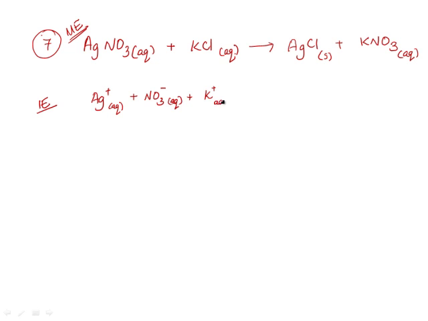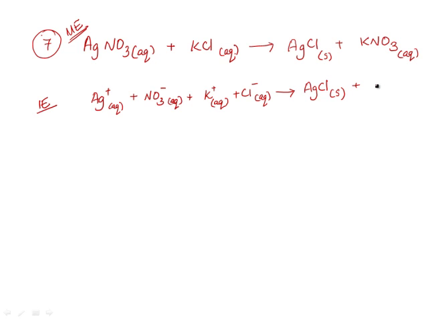K plus and Cl minus. So we have done the left side. On the right side, AgCl is a solid. Do I split that? I do not. So I can just write AgCl solid. Don't touch it. Write it as it is.